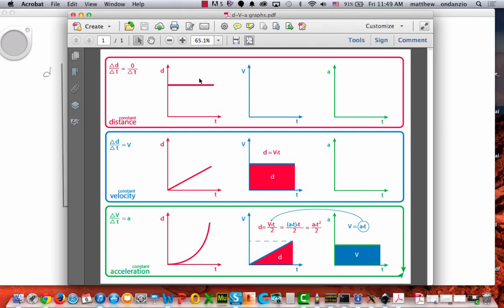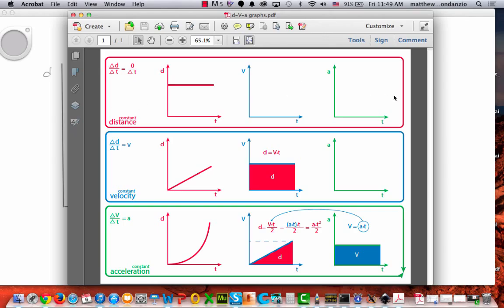In each column, I have the same graph. In the first column, distance versus time. In the second column, velocity versus time. And in the third, what we're calling acceleration versus time. Horizontally, I have one of each of those graphs, and in each row I'm going to call out a specific state.